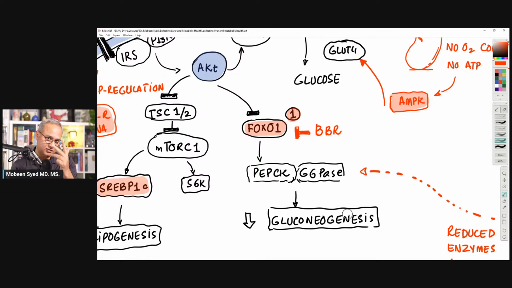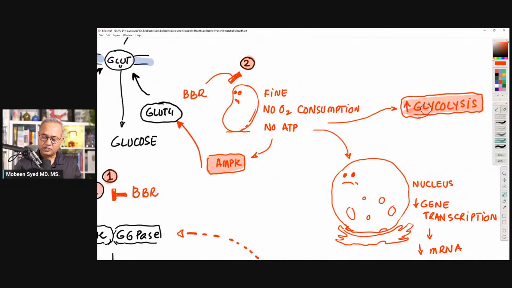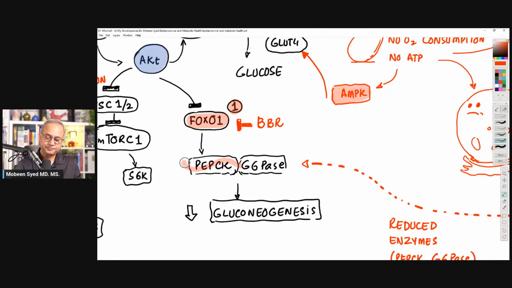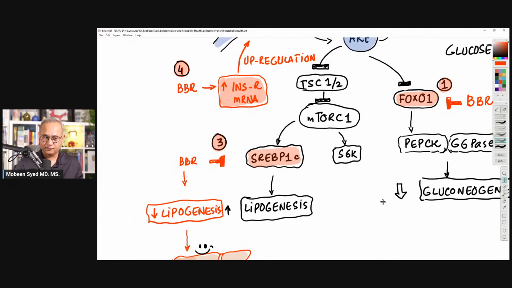So three mechanisms now, right? We have the insulin receptor expression, mechanism number 1. Number 2, glycolysis increase. Number 3, GLUT receptor expression. Number 4, gluconeogenesis reduction. Let me go to the next one, which is the most beautiful.